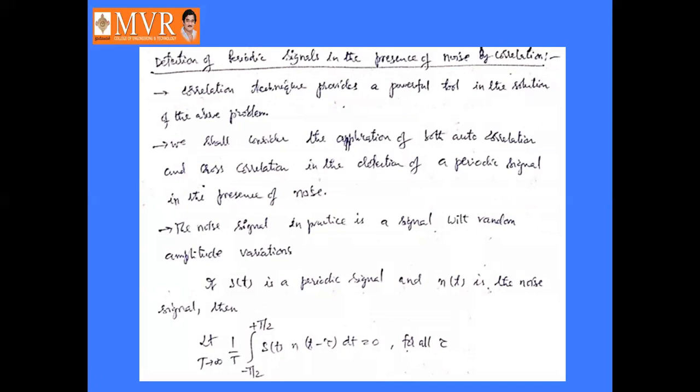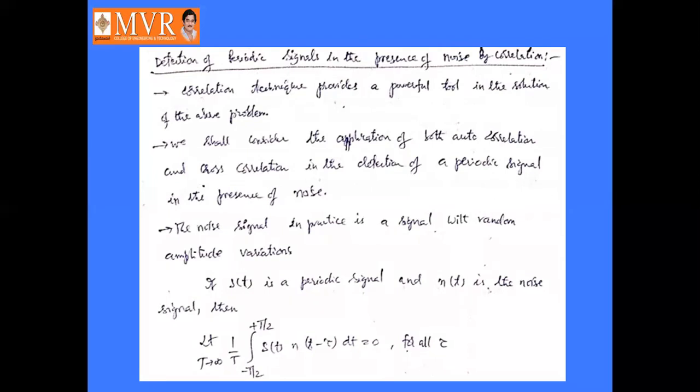We shall consider the application of both autocorrelation and cross correlation in the detection of a periodic signal in the presence of noise. The noise signal in practice is a signal with random amplitude variations, is it not? So noise is nothing but it doesn't have any constant amplitude. It has some random amplitude variations.